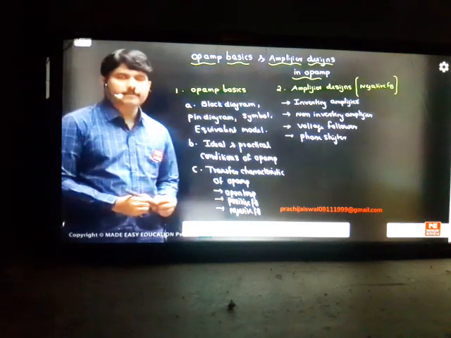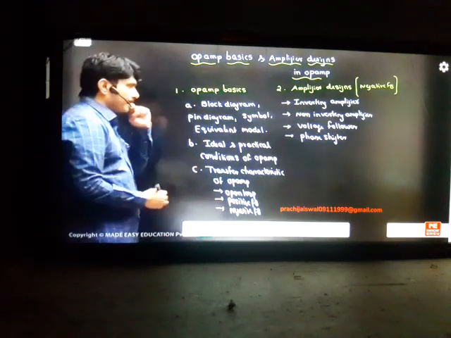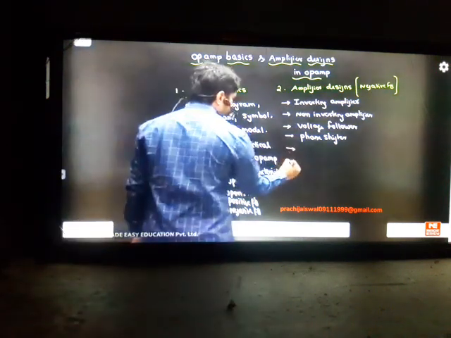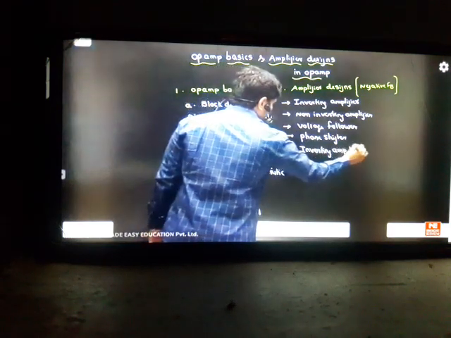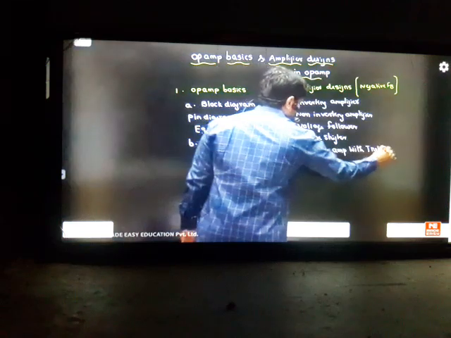So these are the basic amplifiers: inverting and non-inverting amplifiers, and some special amplifiers in analog electronics, one being a voltage follower amplifier and one a phase shifter. Not only that, we have some techniques also: the inverting amplifier with a T network feedback. We have some special types of amplifiers with a T network feedback.